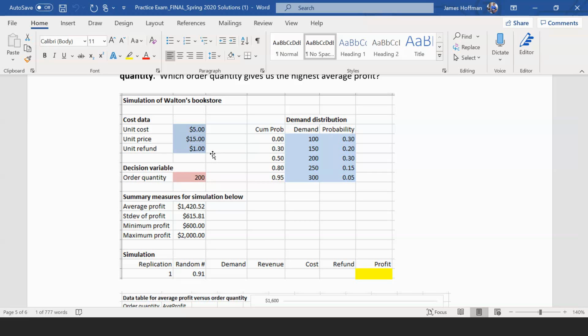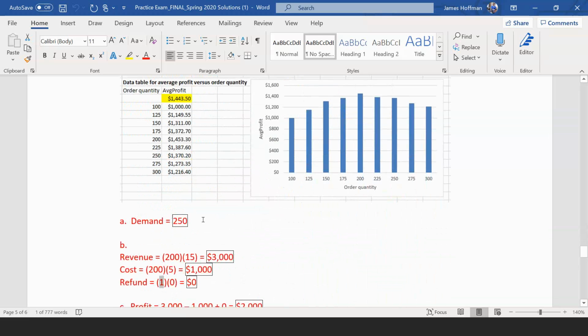But in this case, see that order quantity is 200 and demand is 250. So we didn't even meet demand, so we don't have any extra calendars to get a refund. In fact, we'd like to have more. So we wish we would have ordered more, but we didn't. So we don't get any refund because we don't have any left. So if we don't meet demand, then we don't get a refund. It's only if we have extra calendars, basically if we overshoot demand.